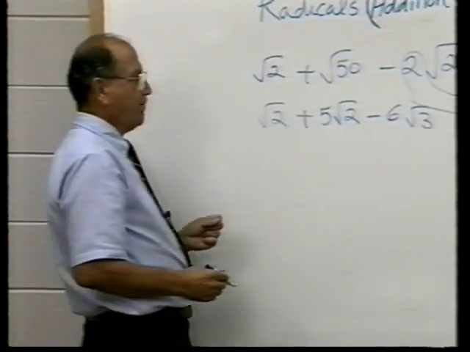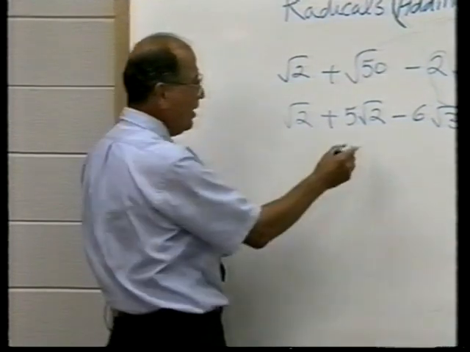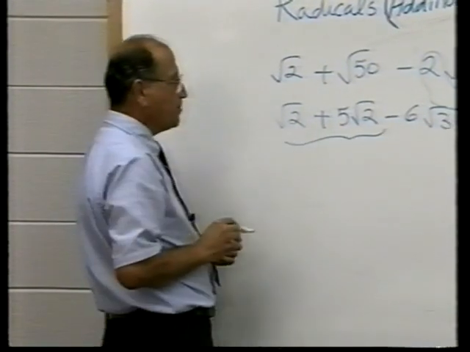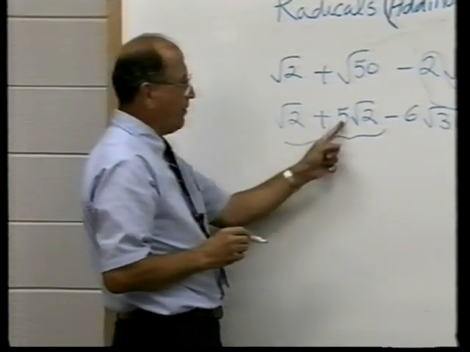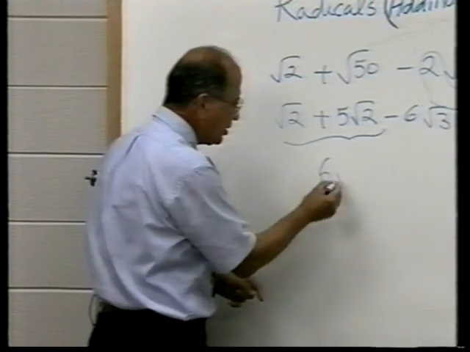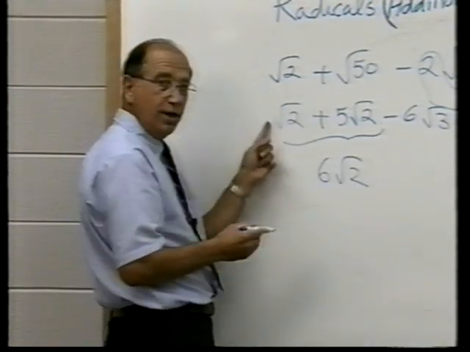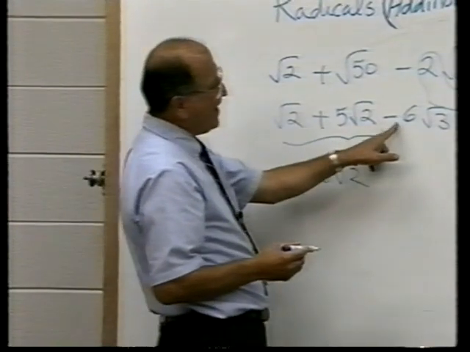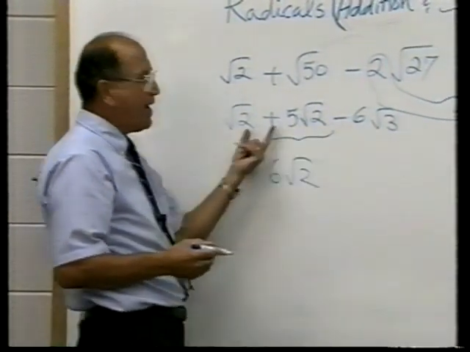Now can we combine? We sure can. What can we combine? We can combine those 2 together. Radical 2 and 5 radical 2 is 6 radical 2. Notice that radical 2 is just like a 1, you know. But here we got negative 6 radical 3. Can I combine that with this?